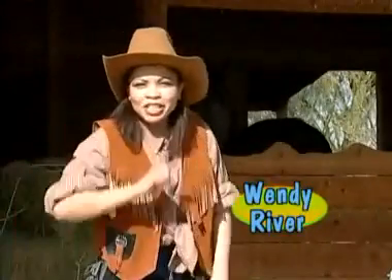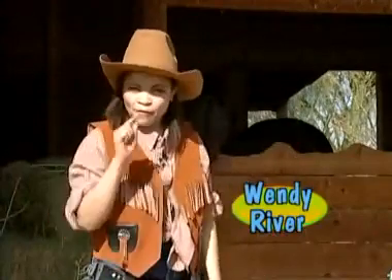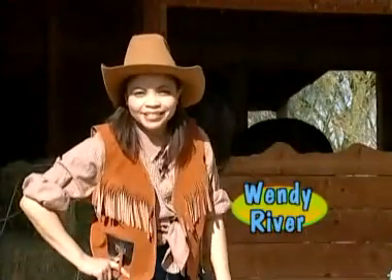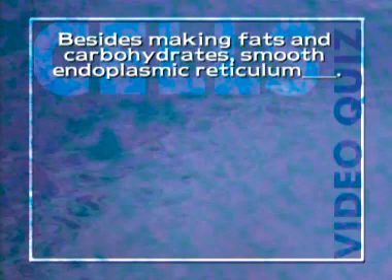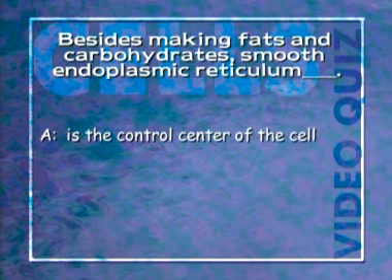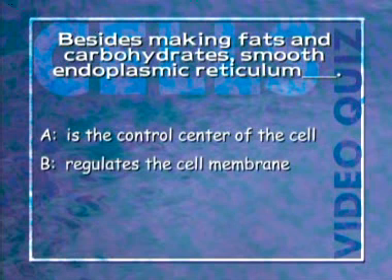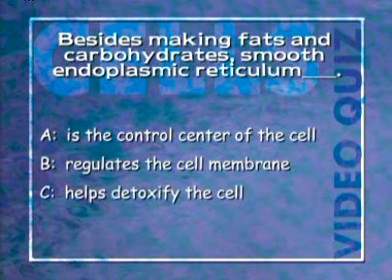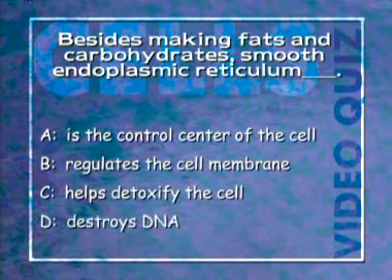Howdy, partners. You caught me just as I was heading out to the rodeo. But before I head out, try this question. Question 7. Besides making fats and carbohydrates, smooth endoplasmic reticulum, A, is the control center of the cell. B, regulates the cell membrane. C, helps detoxify the cell. Or D, destroys DNA. How'd you do? Looks like you handled that like professionals. Great job. Write down your answer, and I will see you back at the ranch.